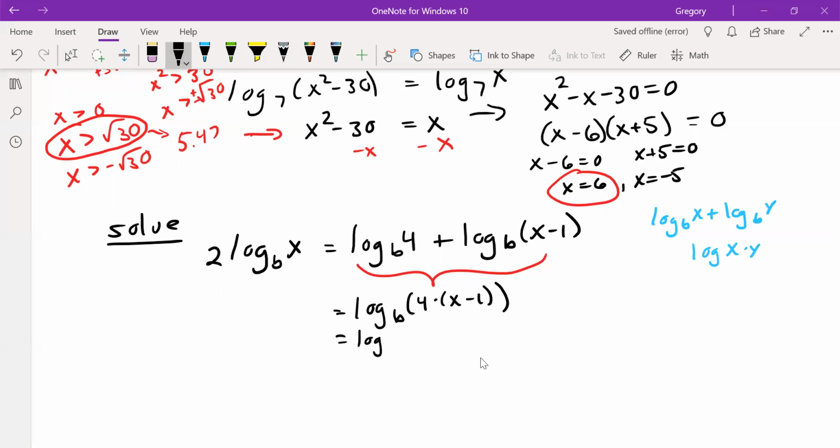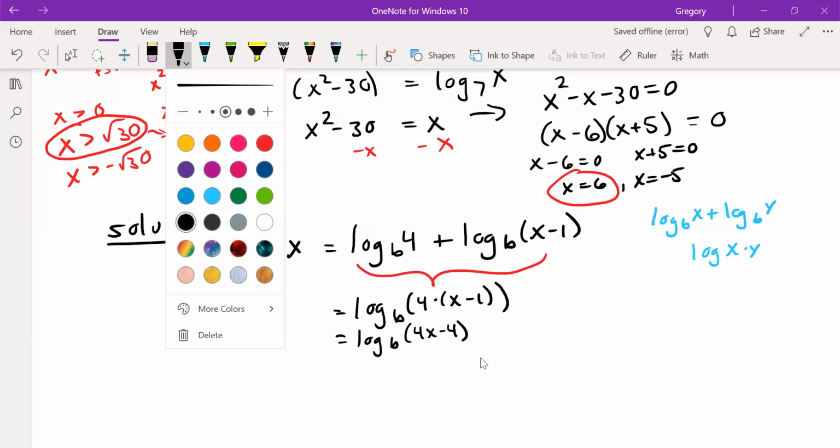Which I'm going to make log base b. I'm just going to go ahead and distribute that to 4x minus 4. And as you can see, I keep the 4x minus 4 in parentheses. That's very important.